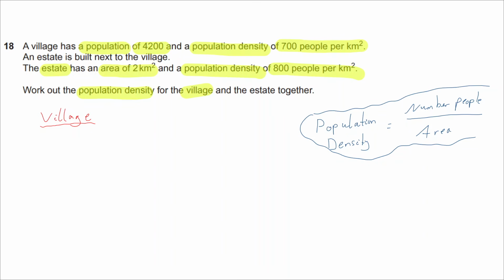So for the village, actually I'm just going to abbreviate these. I'm going to write the population as just P, number of people I'm going to abbreviate to N, and area to be A. Okay. For the village, you know that the population is this, so we can say that P.